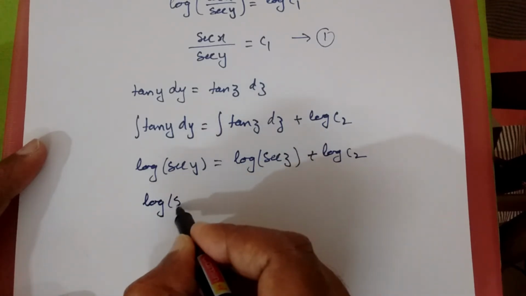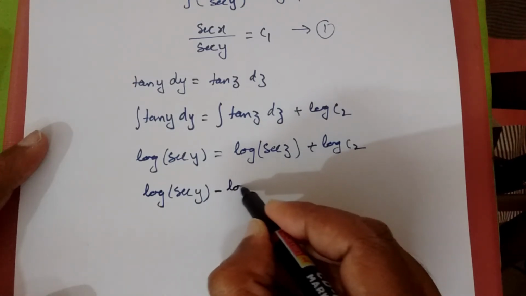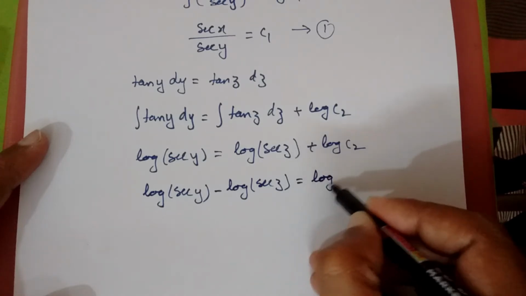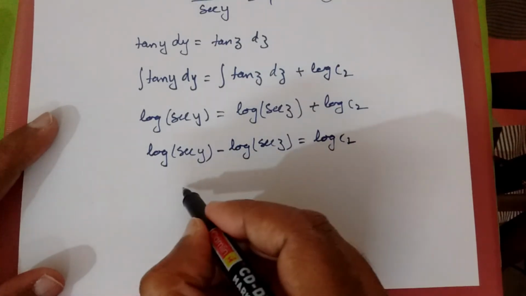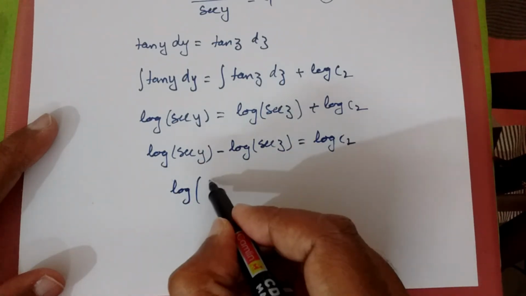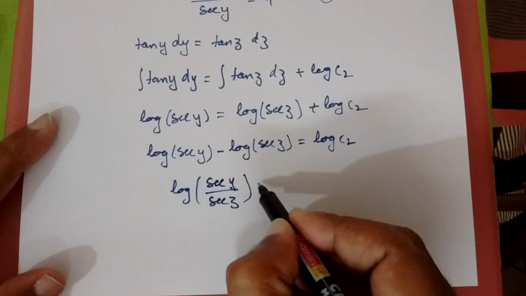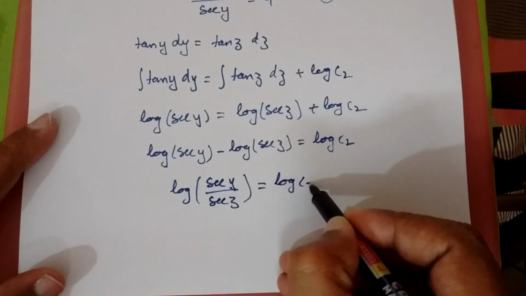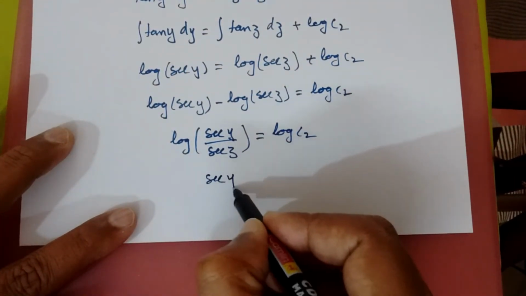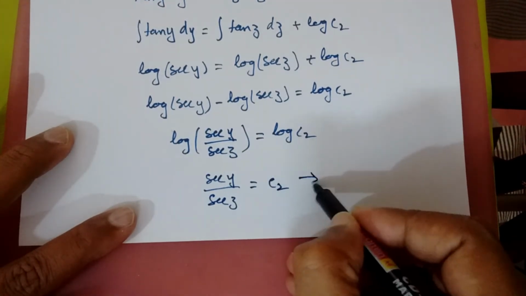Log of secant of y as it is, take log secant z on the left hand side, it becomes minus log of secant of z is equals to log of c2. That can be written in the form of log m minus log n, log m by n, so it is secant of y by secant of z, which is nothing but log of c2. Or if you try to eliminate log from both the sides, we will get secant of y by secant of z is equals to c2.